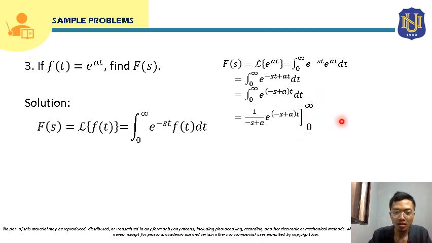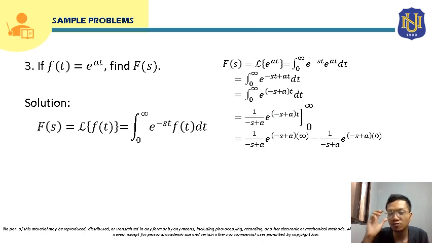This is an improper integral, so we will substitute the upper limit and lower limit to the variable t in this function. We substitute infinity first, so this will become 1 over negative s plus a times e raised to negative s plus a times infinity, minus, now substituting 0 to t, 1 over negative s plus a times e raised to negative s plus a times 0.